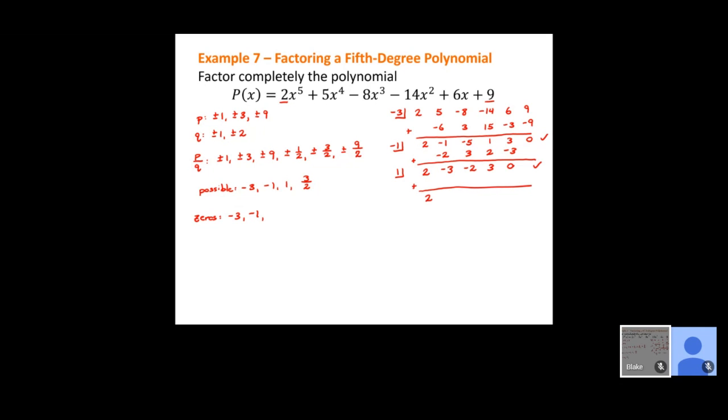Bring down the 2. 2 times 1 is 2. -3 plus 2 is -1. -1 times 1 is -1. -2 plus -1 is -3. -3 times 1 is -3. That gives us a remainder of 0. That checks out. So 1 is also a 0 now.